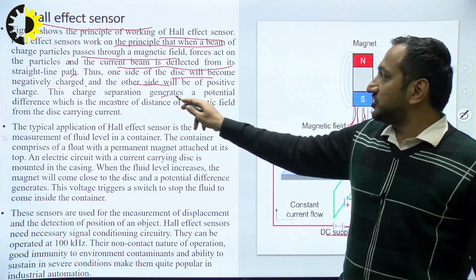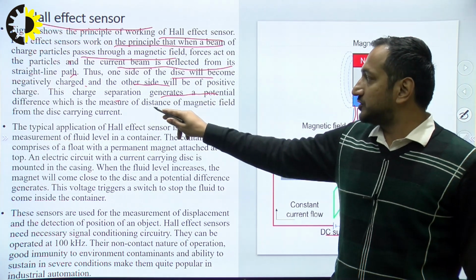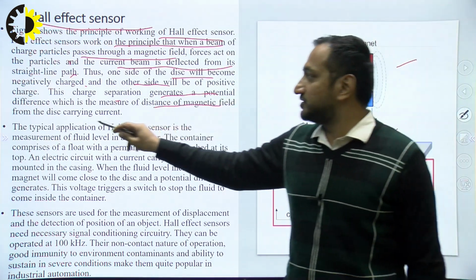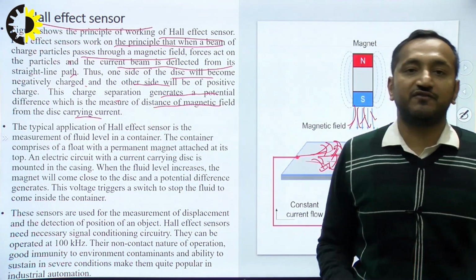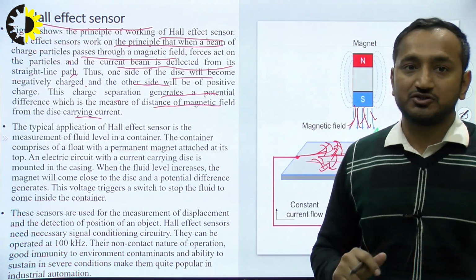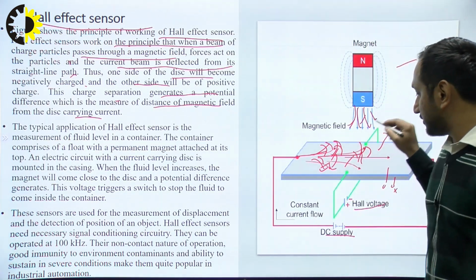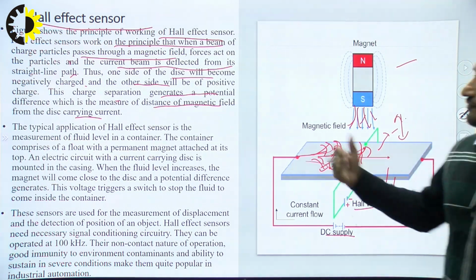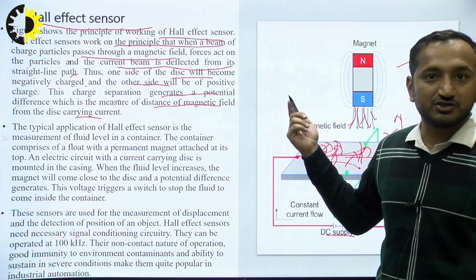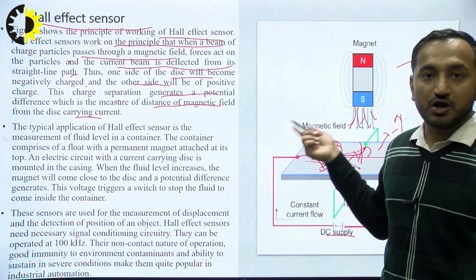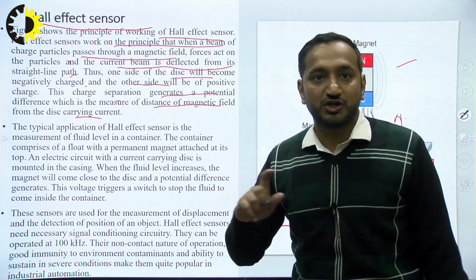This charge separation generates a potential difference, which is the measure of the distance of the magnetic field from the disc carrying current. So this potential difference essentially helps us to measure the distance. So this is how the Hall effect sensor works; it is a displacement sensor. This is how you measure the displacement with the help of the potential difference created.